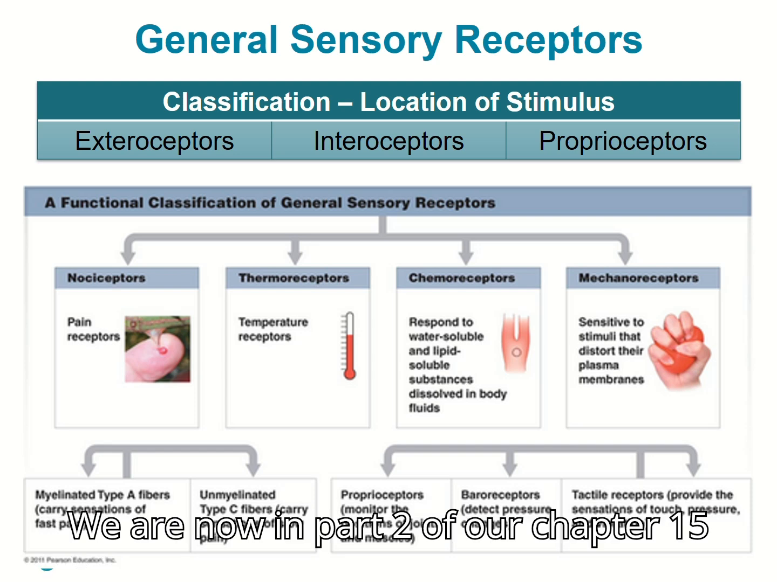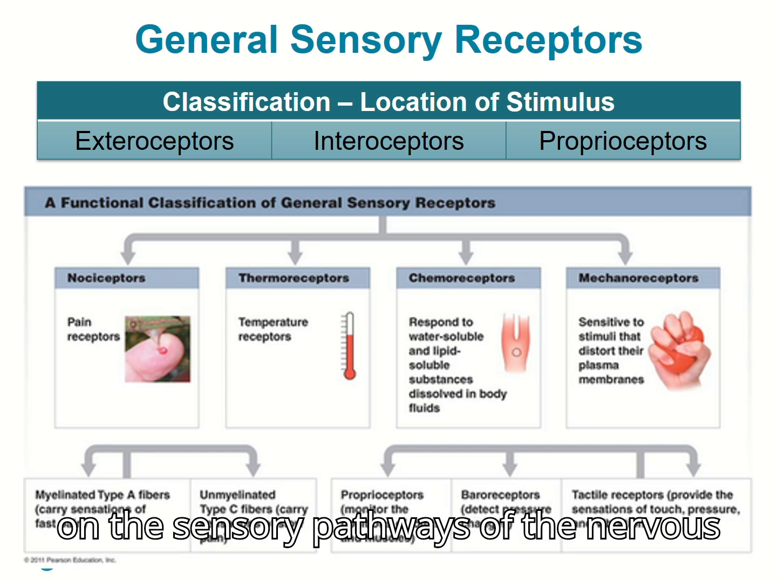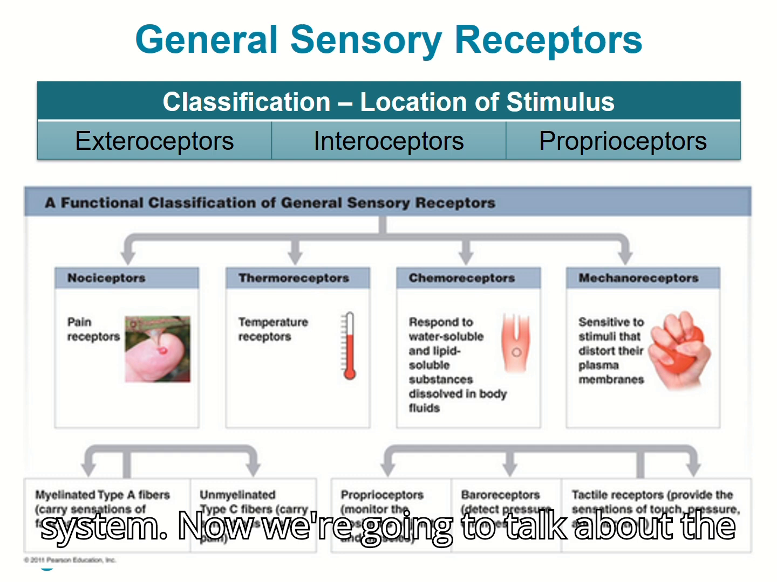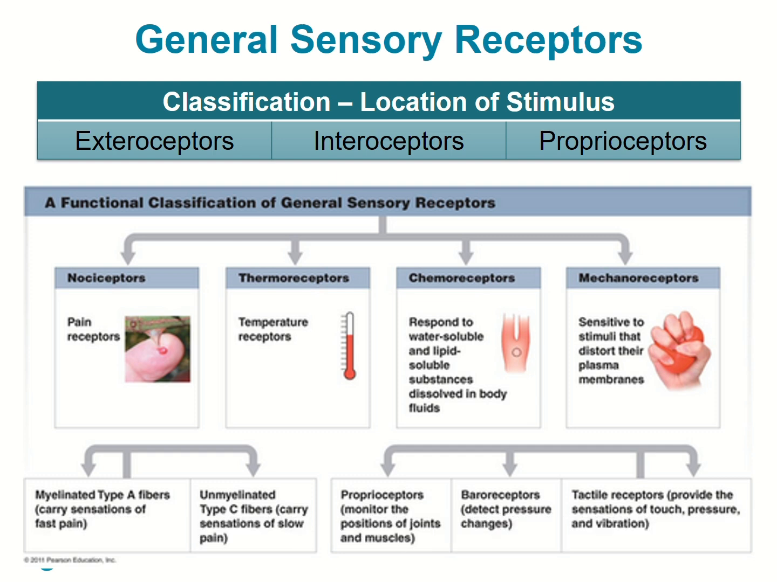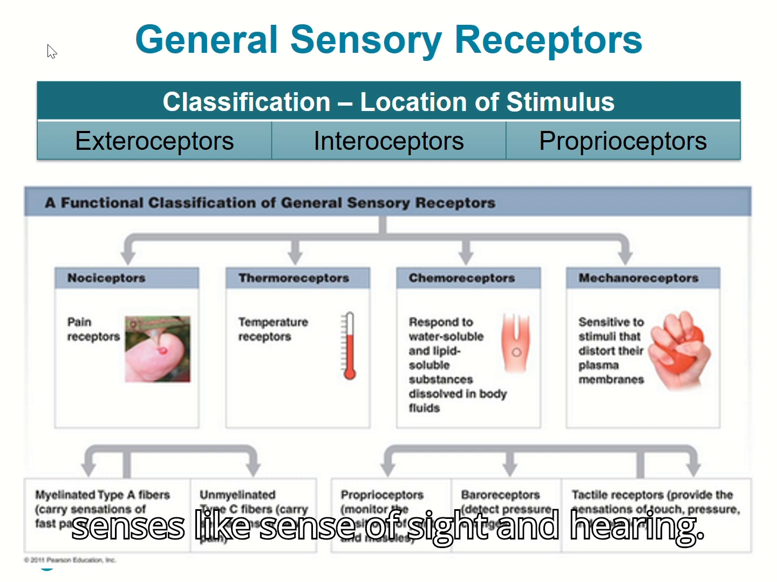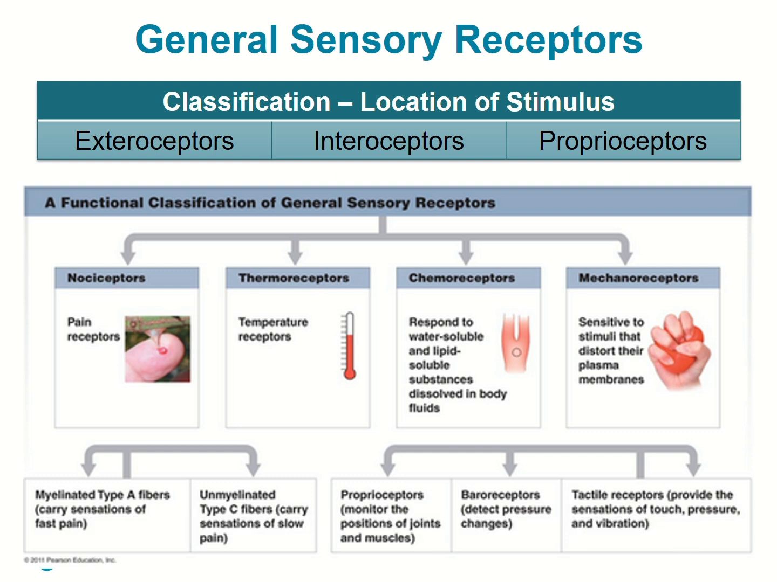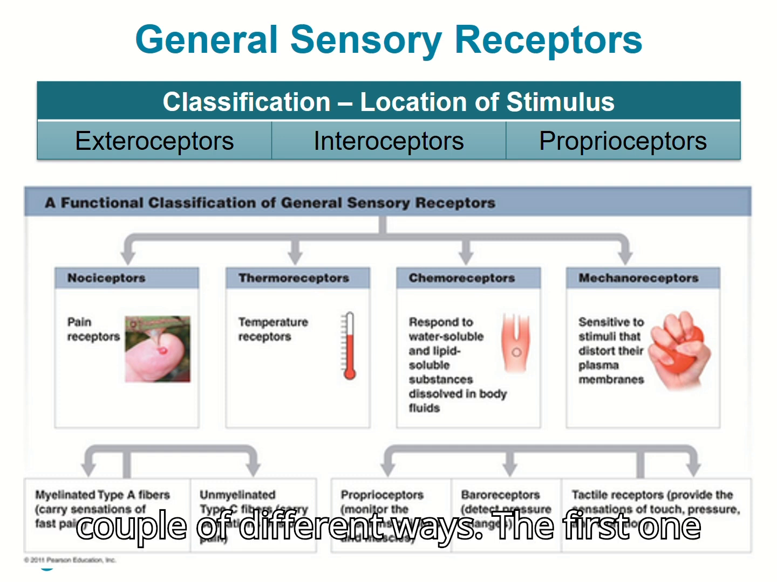We are now in part 2 of our chapter 15 on the sensory pathways of the nervous system. Now we're going to talk about the general sensory receptors that you have. Now recall, these are not our special senses like sense of sight and hearing. These are going to be our general senses. With those, we can classify them in a couple of different ways.